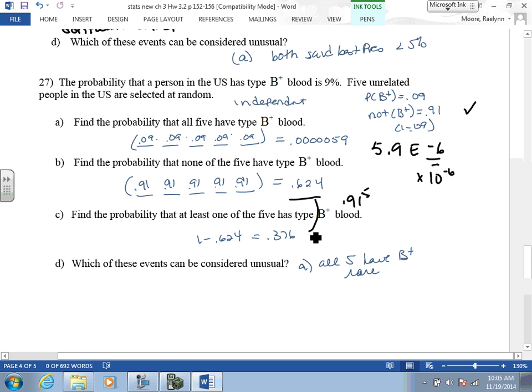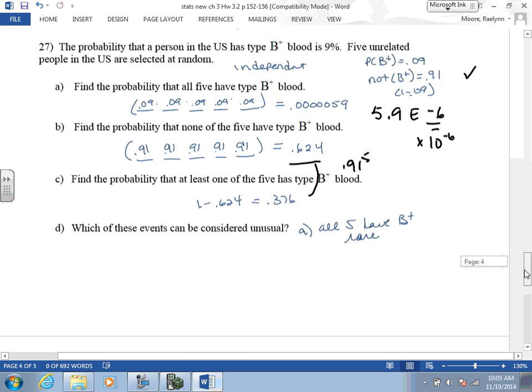And so, considered unusual, all 5, the book doesn't really consider under 5%, but that's way under 5% personally. So that's unusual. It's all 5 people have B positive. Okay? Yes.